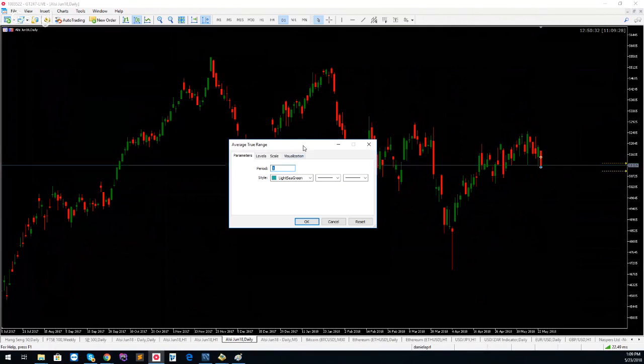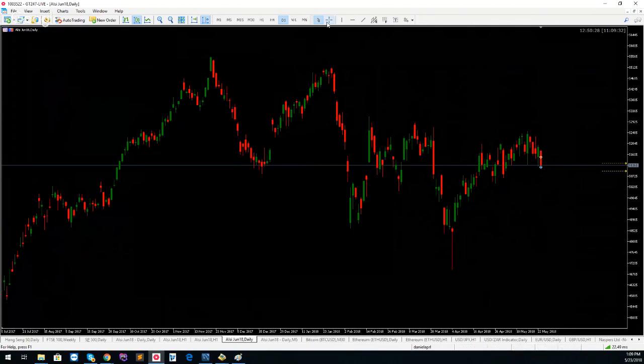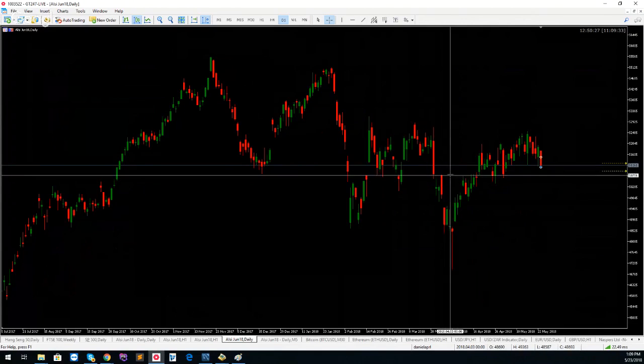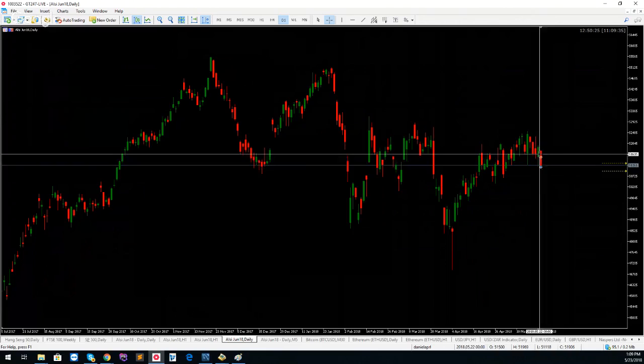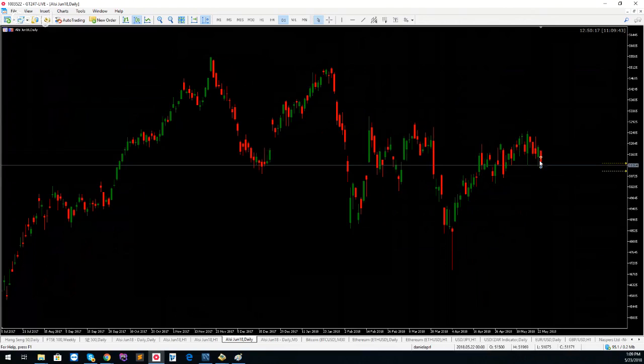Now, an average true range. A price range, this is a daily chart. So the range for this day, this last candle, would be from there to there, that's 600 points. If you would say on a daily basis, what was the range of the market on this specific day, this last candle? It was 600 and something points.